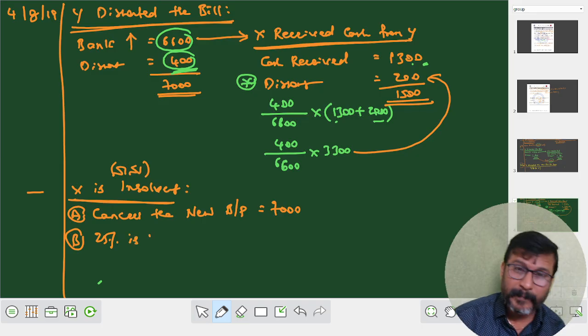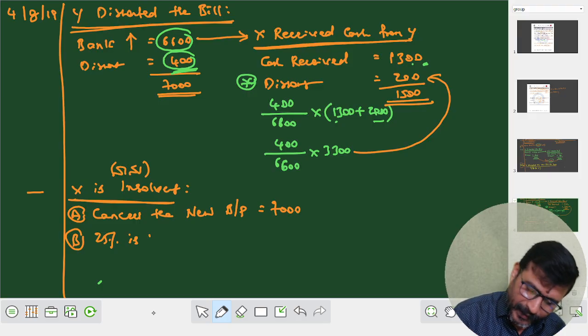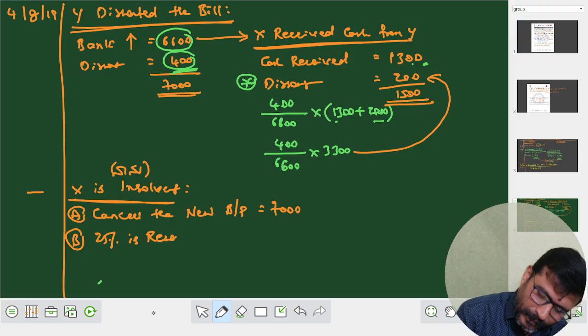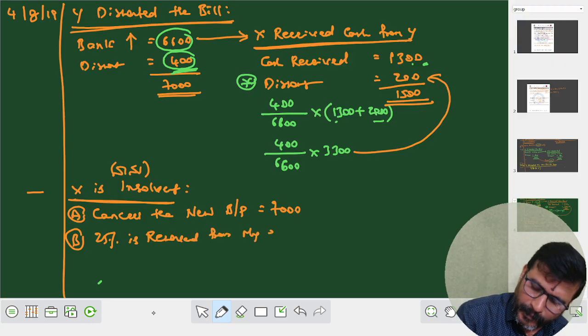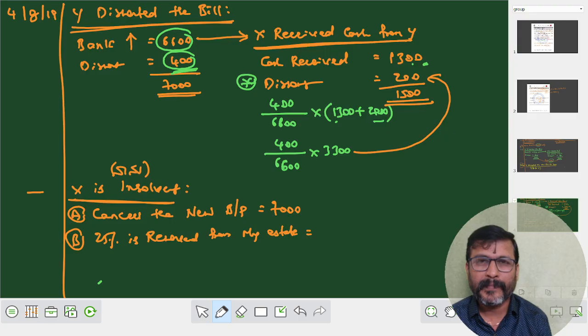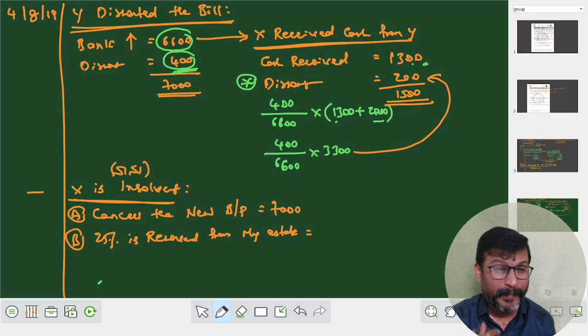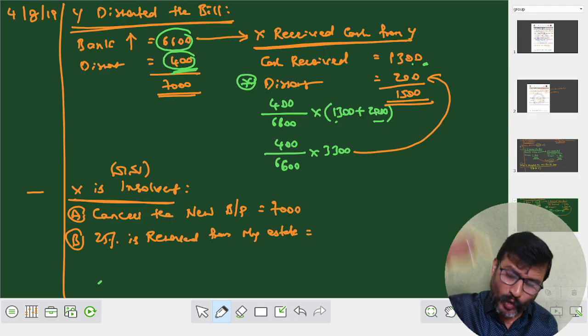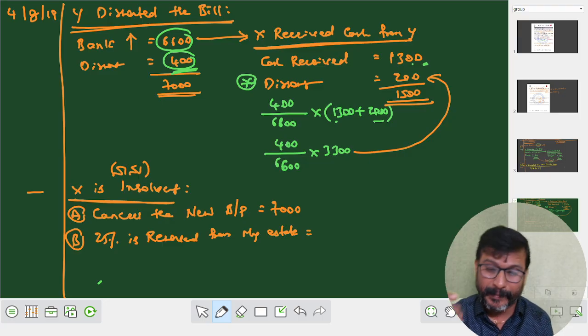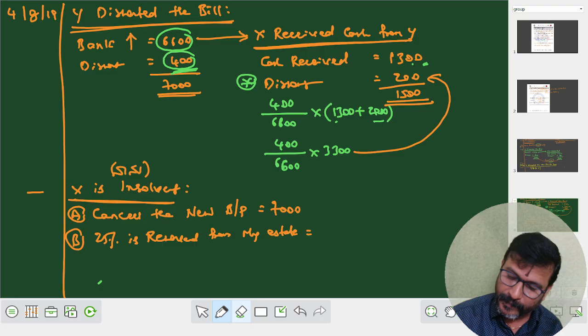25% is received, 25% recovered from my estate. Remember, it is from my estate. How to work out the 25%? Please remember how to work out.